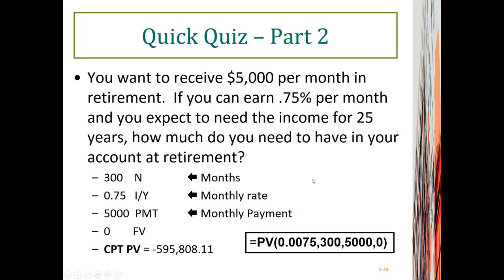Let's do another practice. Let's say you want to receive $5,000 per month in retirement, and you can earn 0.75% per month, and you expect to need income for the next 20 years beyond retirement. How much do you need to have in your account at retirement? Right? And to solve this problem, once again, I want you to draw a timeline.